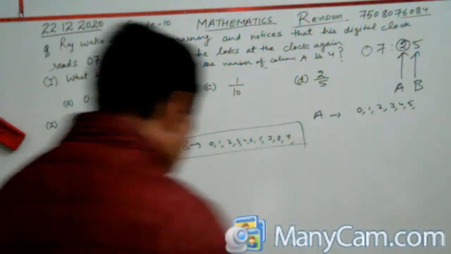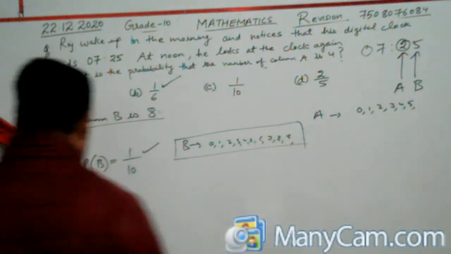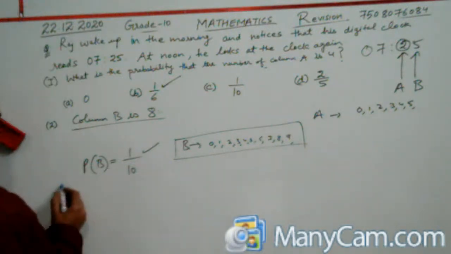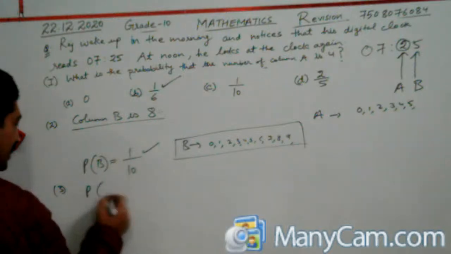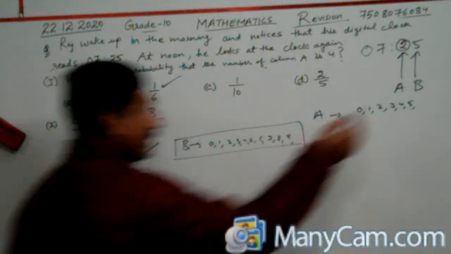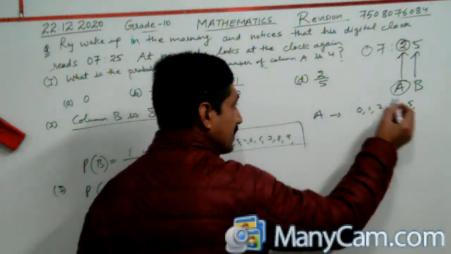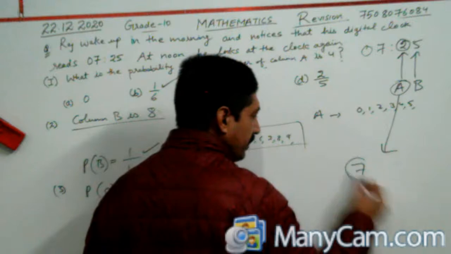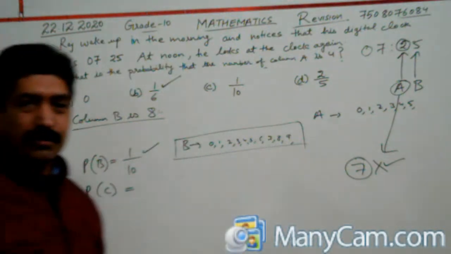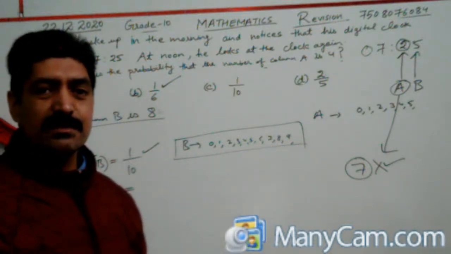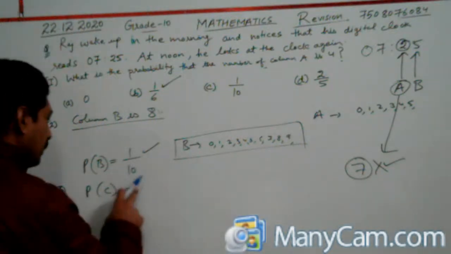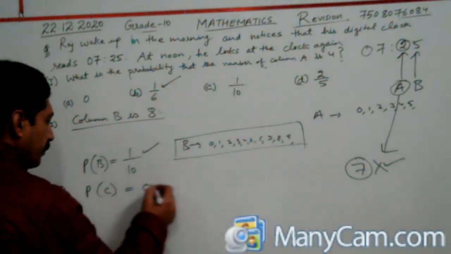Next part: what is the probability that the number in column A is 7? That is 0. Third part, probability C, that in column A the number coming is 7. Coming 7 is not possible, 7 cannot come, because in 1 hour we have only 60 minutes. So the probability of the third part is 0.